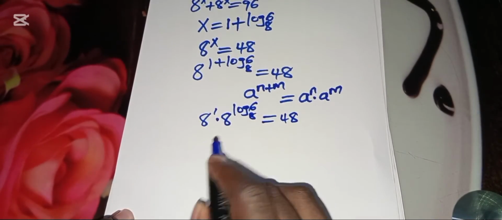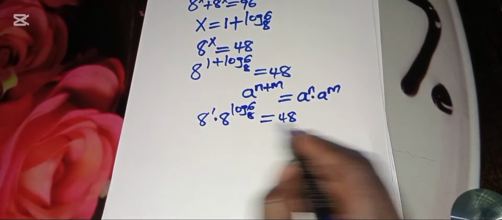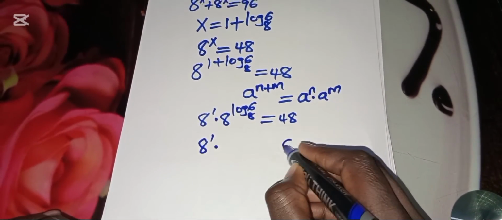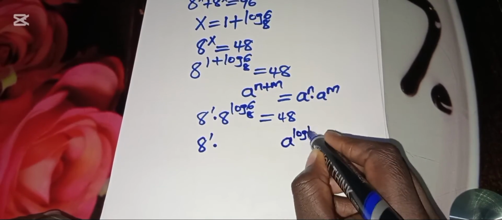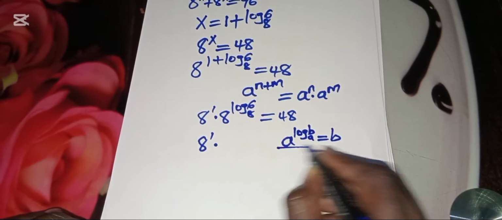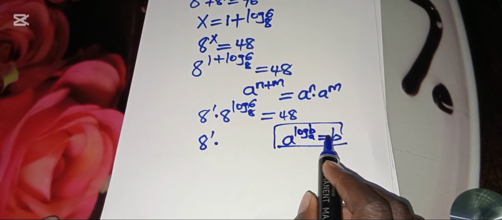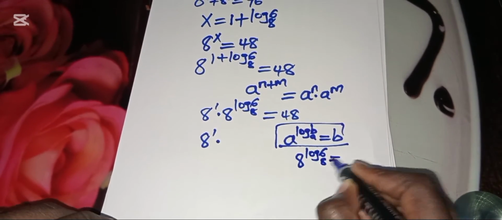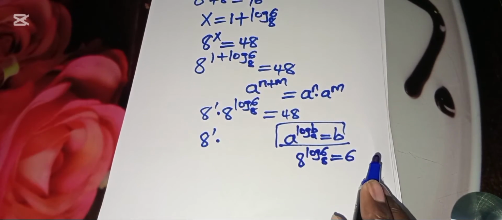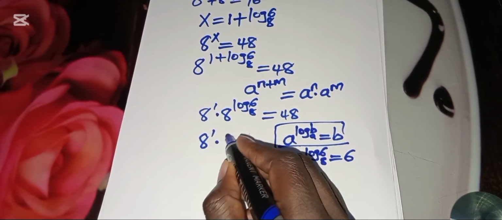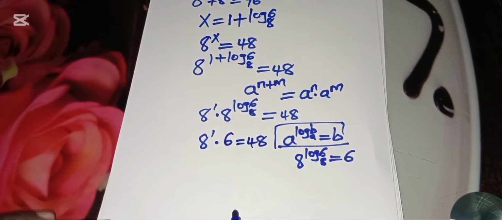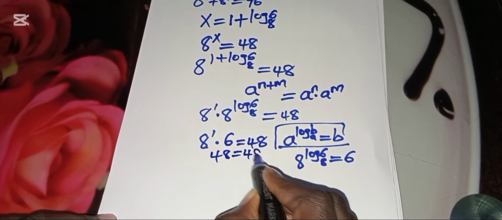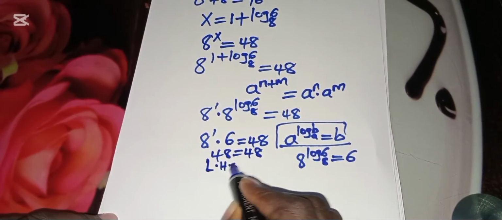Now, if you have the identity a raised to power log b to base a, essentially we are supposed to get a value of b. So let's apply this identity. 8 raised to power log 6 to base 8 is supposed to give us a value of 6. Now you're going to have 8 raised to power 1 times 6, which is supposed to give us a value of 48. As you can see, 8 times 6 is equal to 48, and that shows that the left hand side is equal to the right hand side.